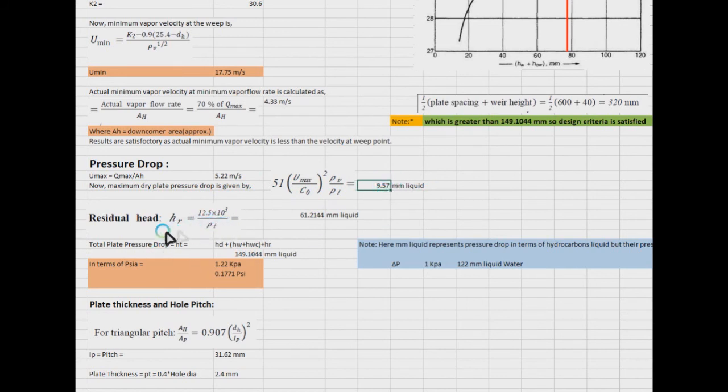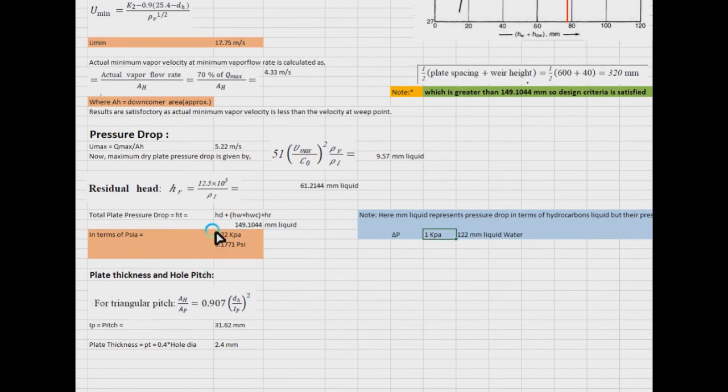The residual head can be calculated using this formula, where rho L is density. It is calculated to be 61.2144. The total pressure drop is the sum of all the heads that are calculated above. So it comes out to be 149.1044 millimeter liquid. Now in terms of PSI, I have to convert this pressure drop in millimeter liquid into kilopascal. The relation is 1 kilopascal is equal to 122 millimeter liquid, and you can convert the pressure drop in kilopascals or PSI based on this.